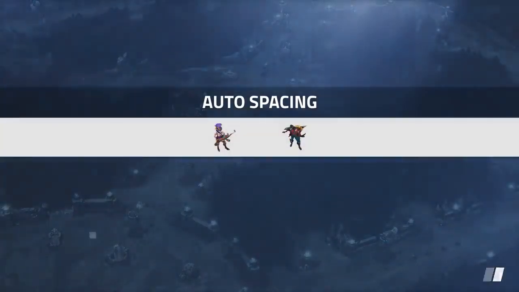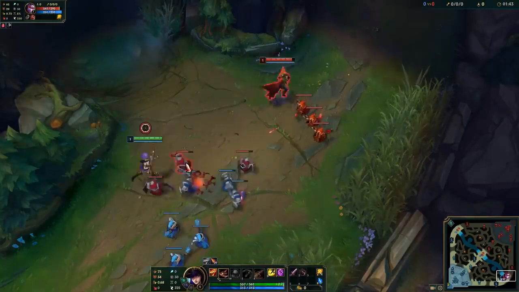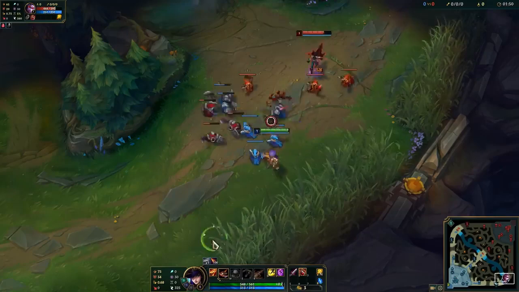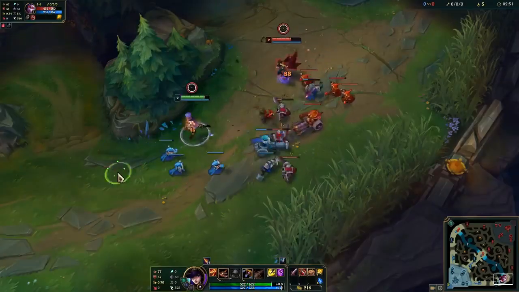For example, let's say I'm playing Caitlyn against Vayne. Caitlyn has 650 auto attack range to Vayne's 550, a 100 range advantage. To use this advantage, I would have to auto space properly, auto attacking Vayne at my maximum range to prevent her from being able to auto attack back. If I don't know my maximum range and instead move too far forward, I'll put myself in range of Vayne and trade auto attacks.